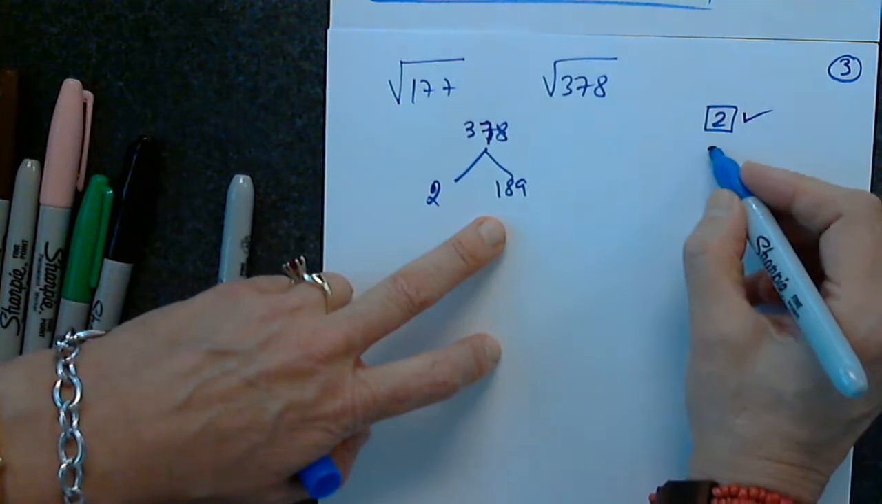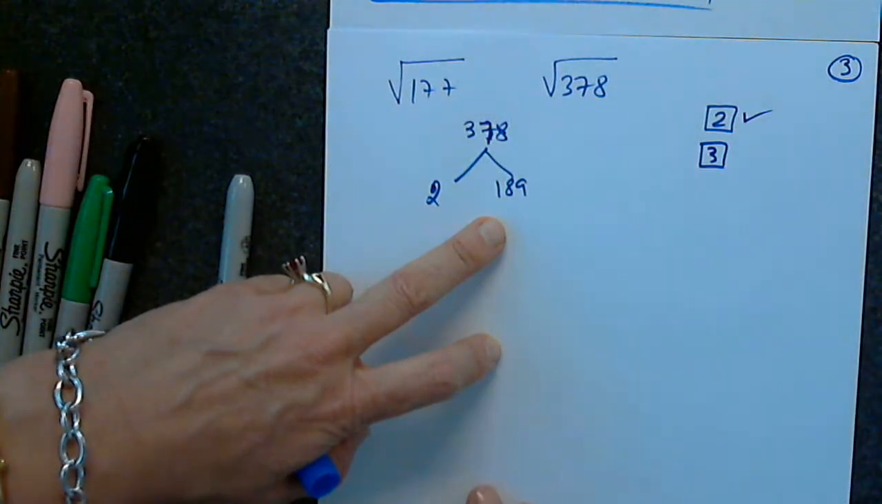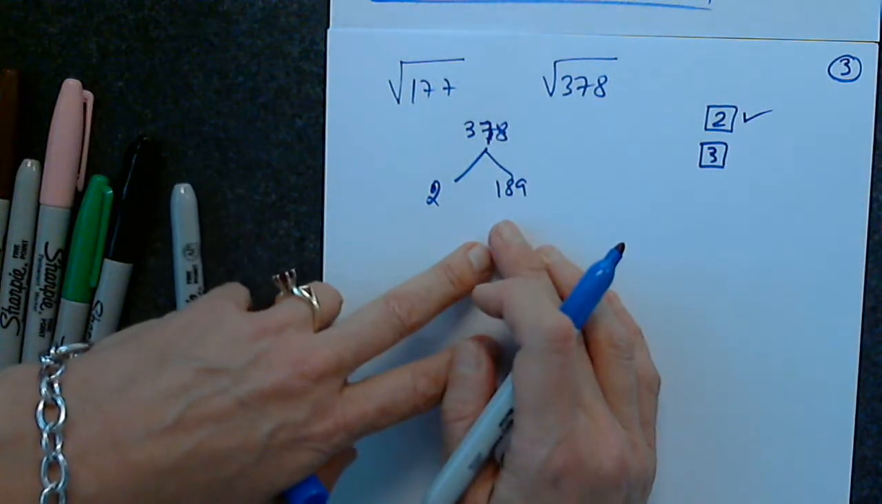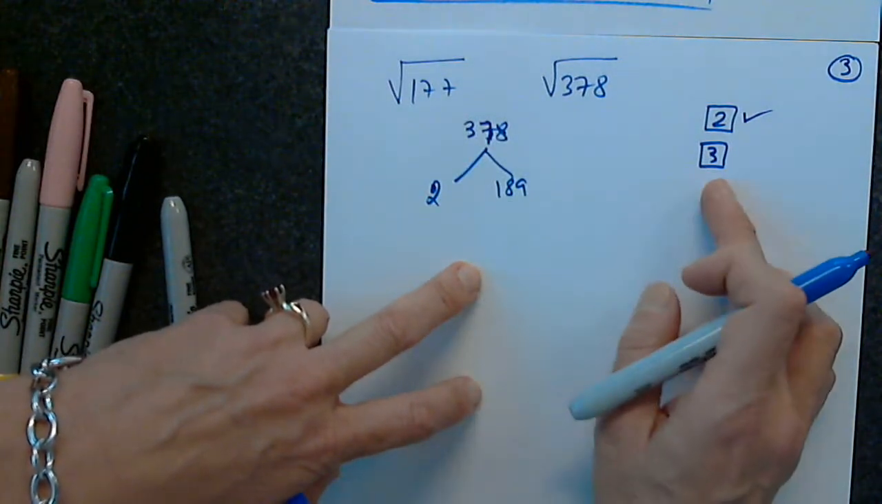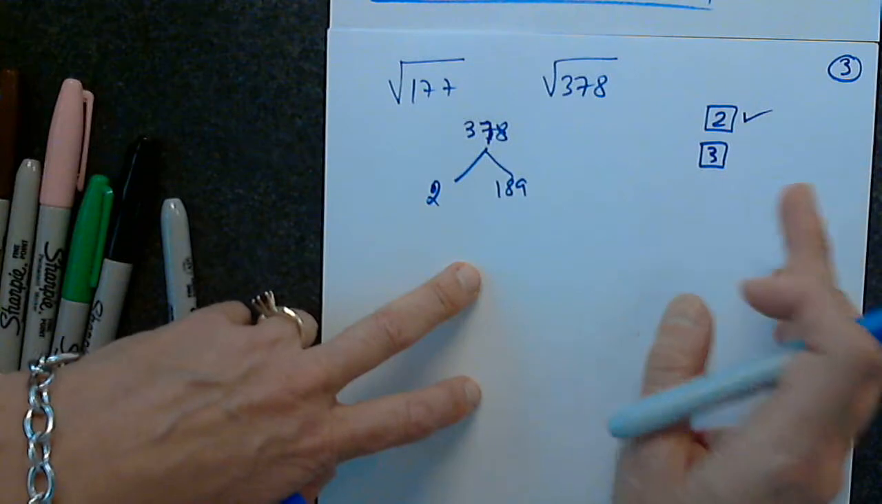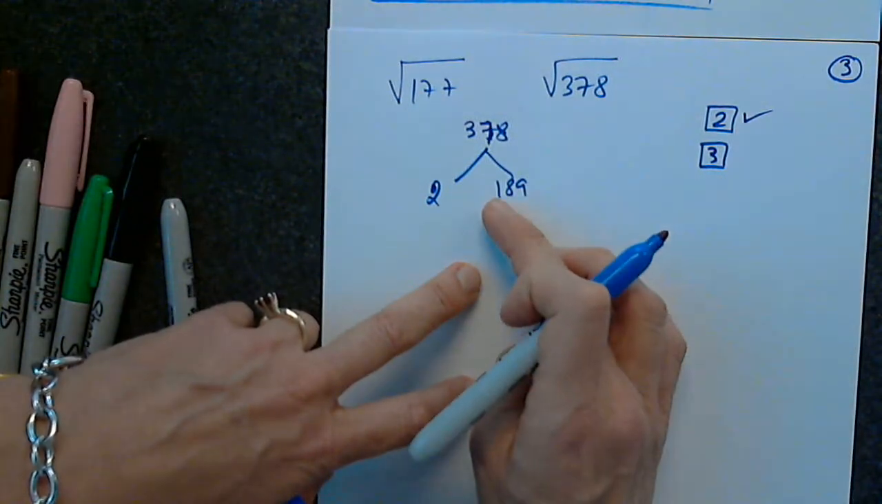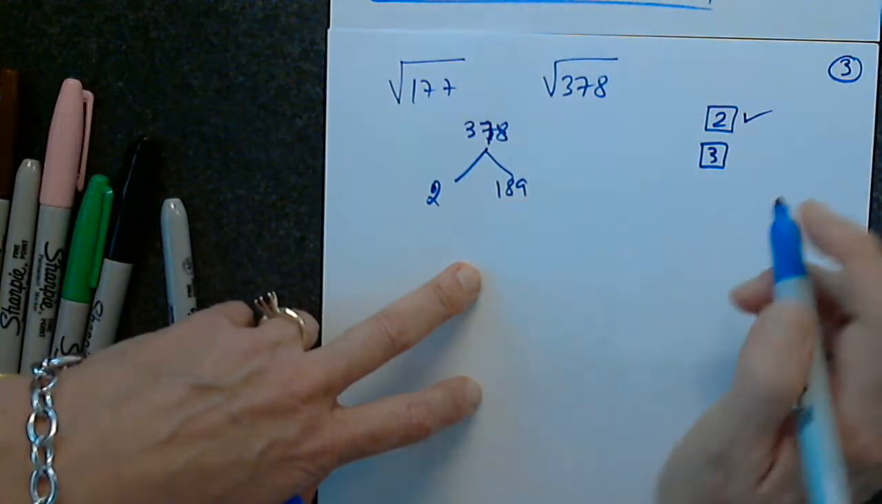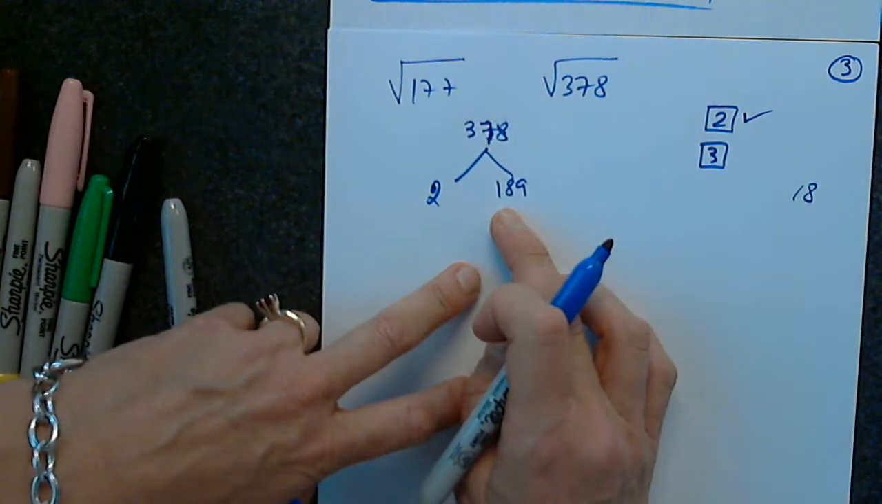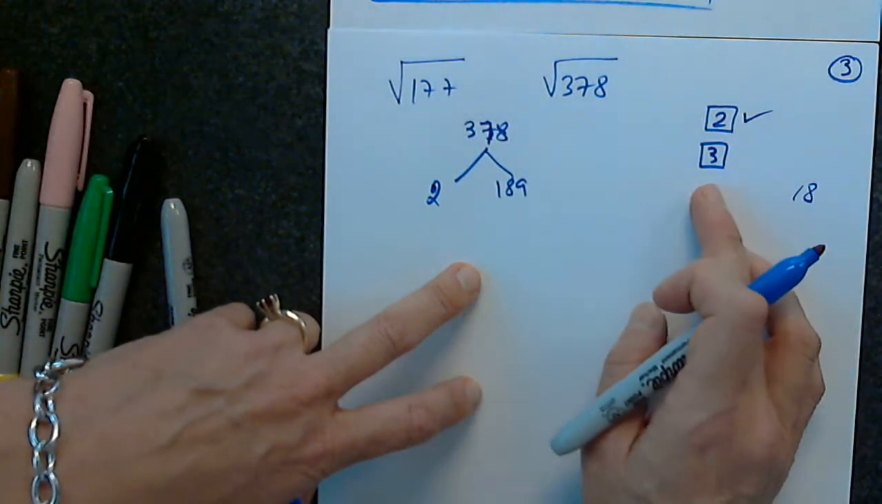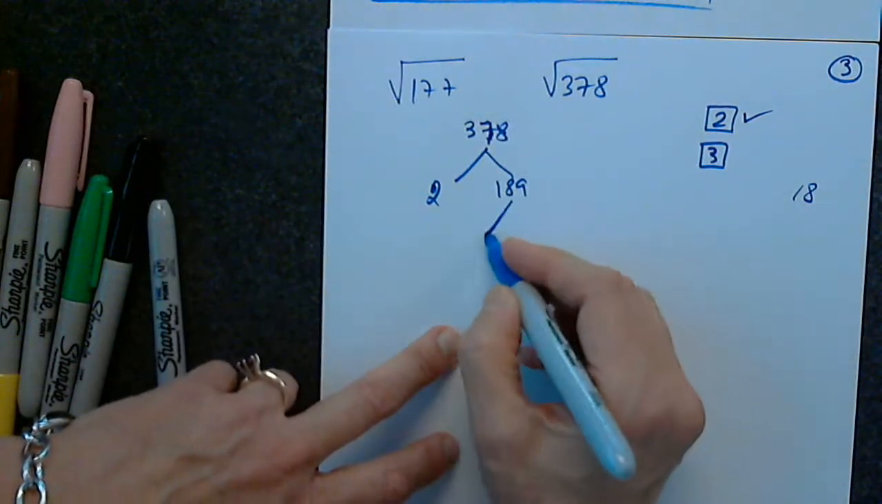Then I will try the prime number 3. I know that this is a number that is divisible by 3. How do I know? This is the divisibility rule for 3. When I add the digits, 9 plus 9, I get 18. If 18 is divisible by 3, then this number is divisible by 3. That's how divisibility by 3 works. So then I say this is 3.